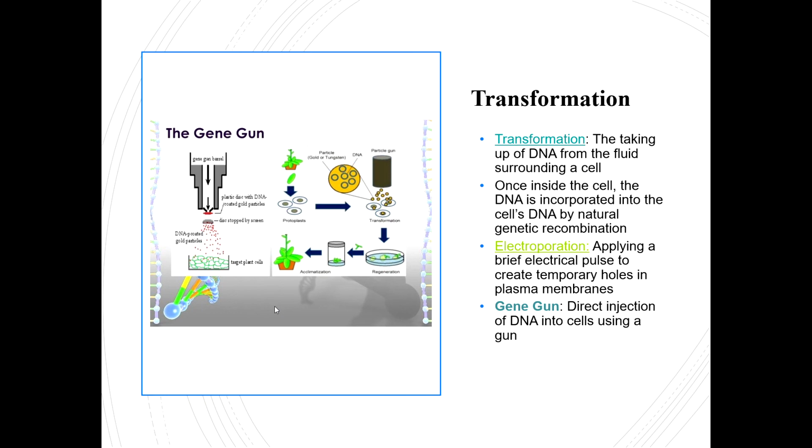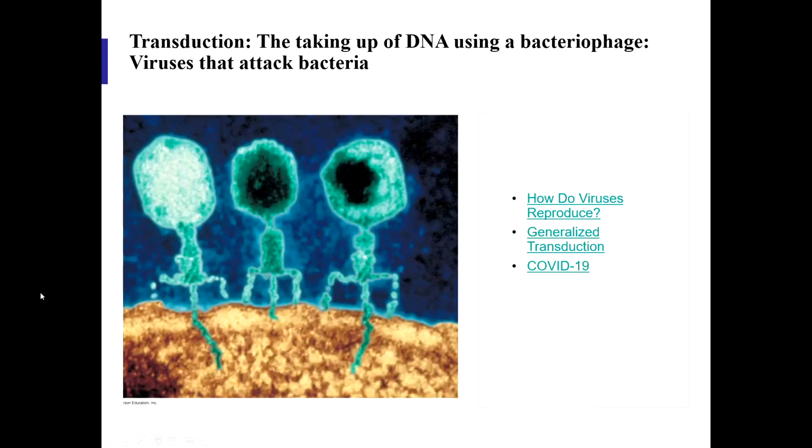Transformation, which is taking up of DNA from the fluid surrounding the cells. Again, in a laboratory setting, you could use a chemical method and heat shock to try to get that plasma membrane to become more permeable to the DNA, or you could use electroporation. And if you wanted to do direct injection, you could use a gene gun. And there's other ways too, but these are just a few.